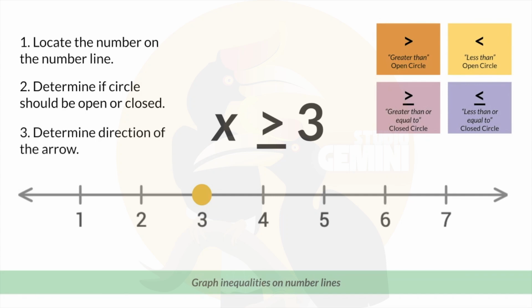Next, we determine the direction of the arrow. So we'll have an arrow either going to the right for greater than or to the left for less than. Since this inequality symbol says x is greater than or equal to 3, we will highlight all values to the right or all values that are greater than 3. So we'll include our arrow right here. So this graph shows the inequality statement, x is greater than or equal to 3.